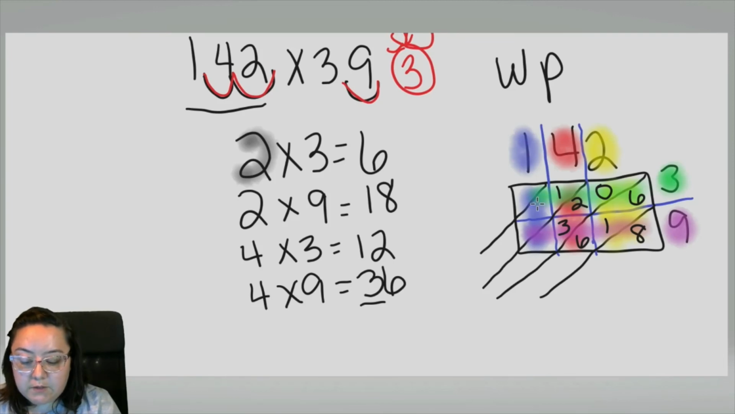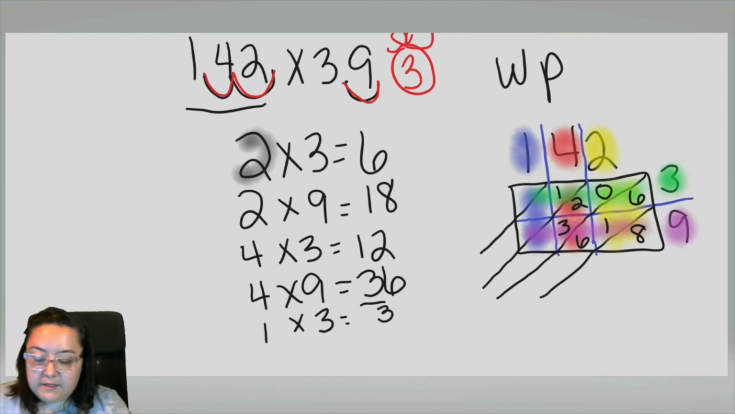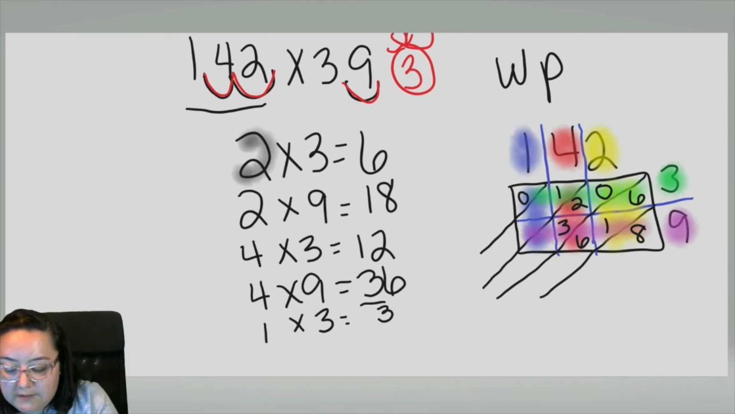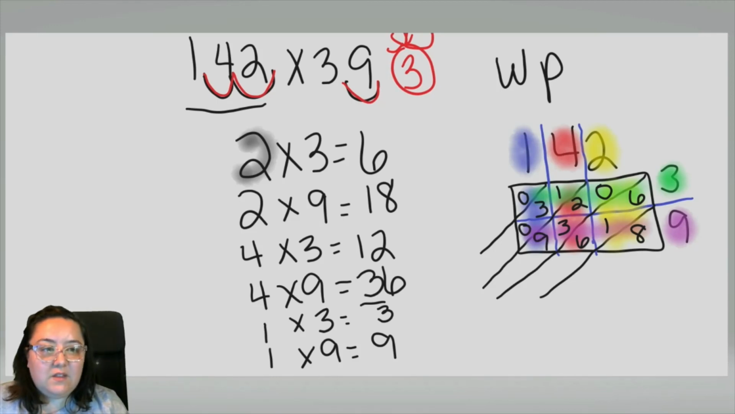Now we're ready to move over to the next group. 1 times 3. I have blue mixed with green in here. 1 times 3 is 3. That's another that has nothing in the tens place, so we have to put in a 0 in the tens, 3 in the ones. In the box below that, I have blue mixed with purple. My blue number times my purple number, 1 times 9. 1 times 9 is 9. Again, there's no number in the tens place and a 9 in the ones.